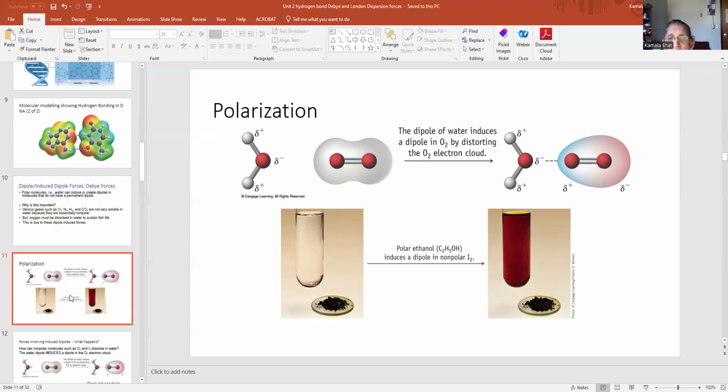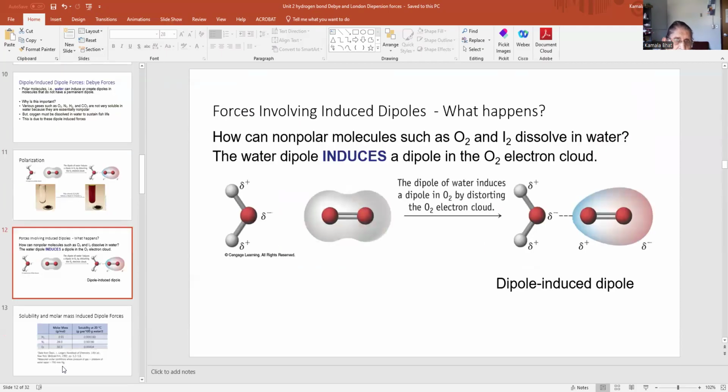slide. The dipole of water induces a dipole in the oxygen molecule by distorting the electron cloud, which is uniformly distributed before it comes into contact with the dipole. And you can see how it, which is circular on the left-hand side, tries to take the oval shape. And same thing, when we have polar ethanol, we can introduce a dipole in a non-polar substance like iodine, which is shown at the bottom of the slide.